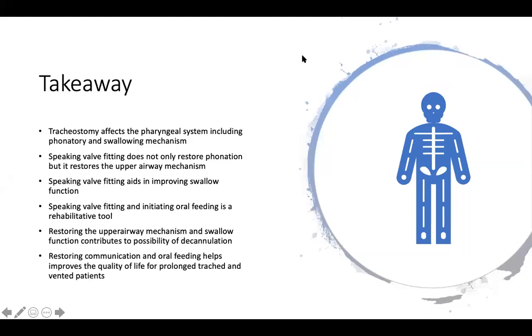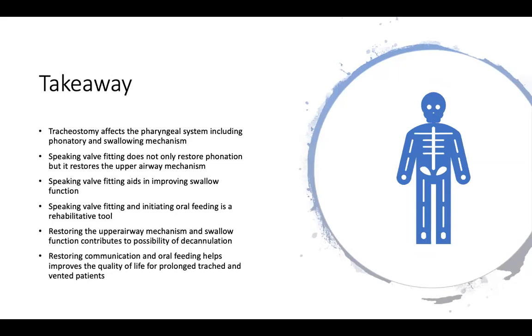All right, so the takeaways from this presentation: tracheostomy affects the pharyngeal system, including phonation and swallowing. Because we insert that trach and we disrupt the upper airway mechanism, our voicing and our swallowing is affected. The speaking valve fitting does not only restore phonation, but it restores the upper airway mechanism. If you restore that mechanism, you improve the patient's respiration, phonation, and swallow. And again, speaking valve fitting aids in improving swallow function, as we discussed.